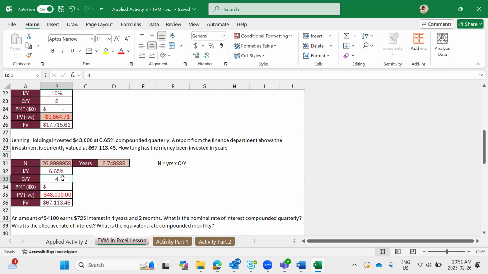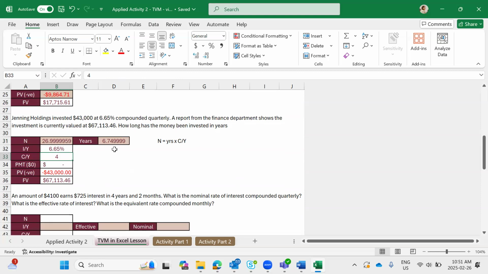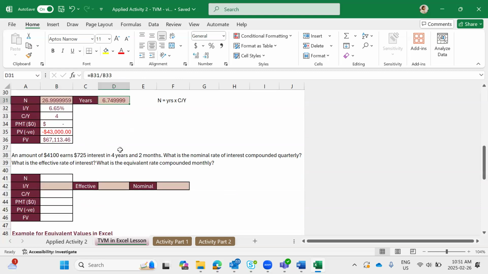But if CY was 12 for monthly, then this answer would be a number of months. If CY was 2 for semi-annually, then this answer would be a number of semi-annums or half years. If CY was 365 for daily, then this would be a number of days. So it does depend on the CY, and that's why Excel calls it NPER. If you want to convert it to years or some other length of time, you have to actually use a conversion formula to do that.